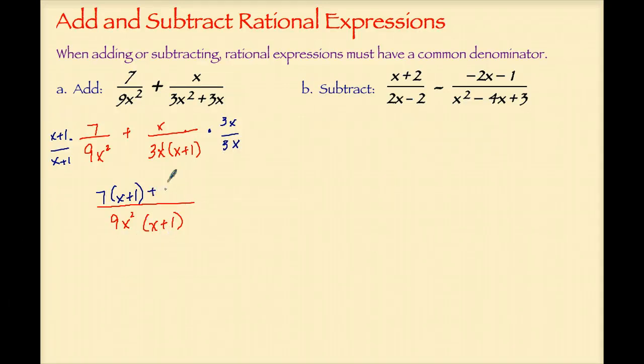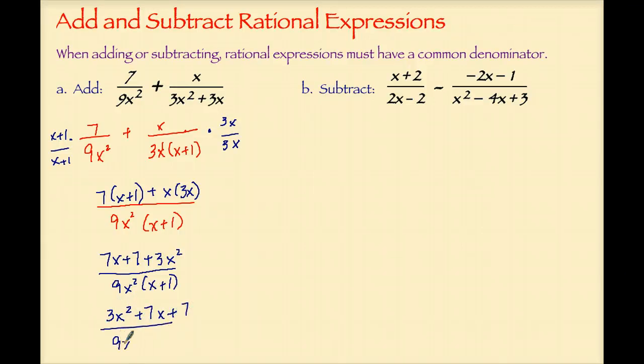So this numerator is going to be x times 3x. Now let's simplify this numerator. This becomes 7x plus 7 plus 3x squared. We look for any like terms and combine them if we can, but as you can see, in this case, there are no like terms. If I want to, I can rearrange this in descending order: 3x squared plus 7x plus 7 over 9x squared (x plus 1). And now we have added these two fractions together.